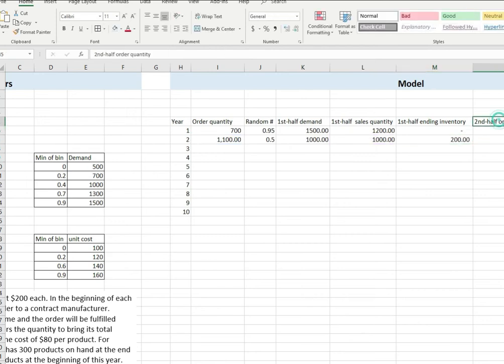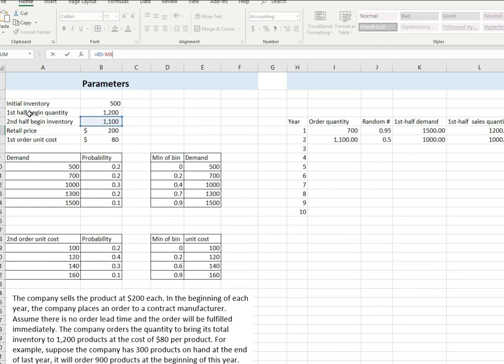Next, second half order quantity. Okay, what is this? Well, this is beginning inventory in second half minus the first half ending inventory. Can we copy this formula? Actually, yes, we can. We can, but just be careful, okay? I made a mistake. I didn't fix the reference to this cell. So the reference actually moves. So let me fix the reference here and copy it down. Okay. So you see they add up to 1100, so that's correct.